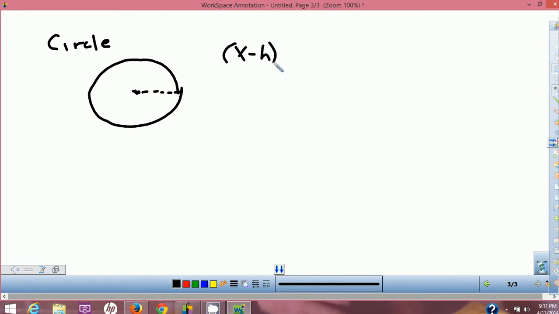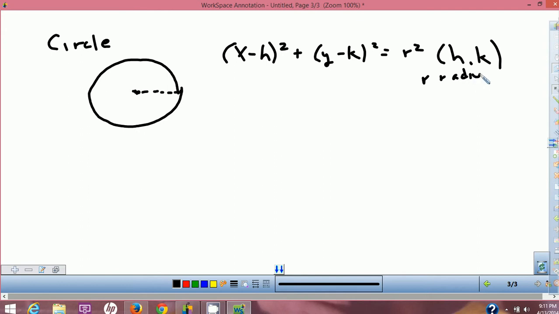The equation for a circle is given as (x minus h) squared plus (y minus k) squared is equal to r squared. Now, what you need to know there is that (h, k) is the center of your circle, and r is the length of your radius. Now, please pay attention. This is r squared. It's going to make us a difference in a minute.